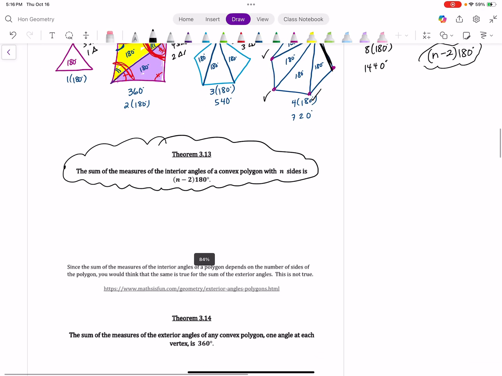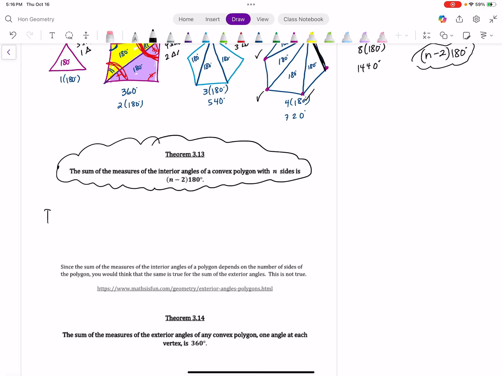So what if they just gave you this? You have a dodecagon. Oops, probably helped to spell it right. Dodecagon. And somebody said, what is the sum, here's our question, of the interior angles of this dodecagon?